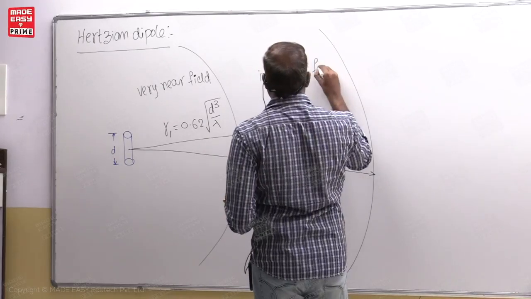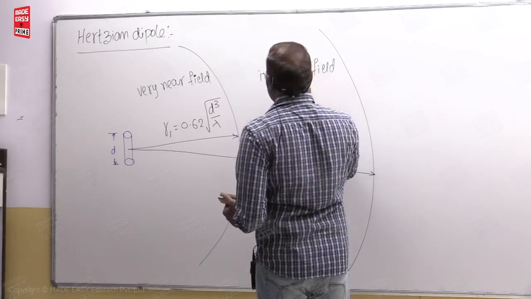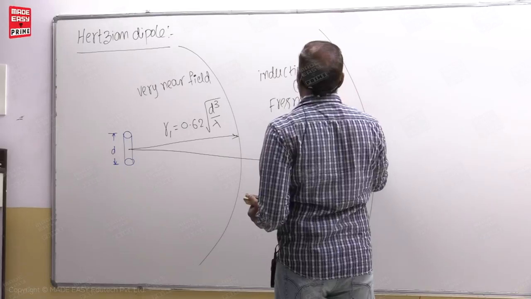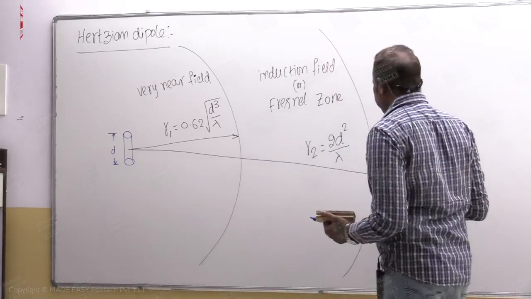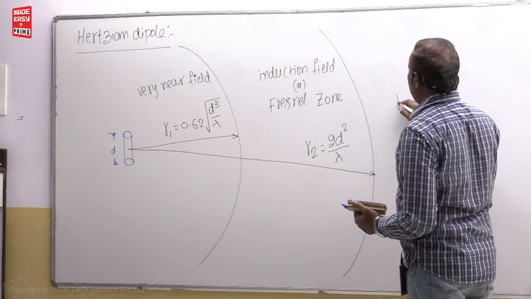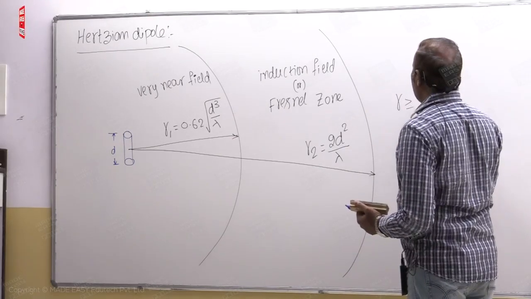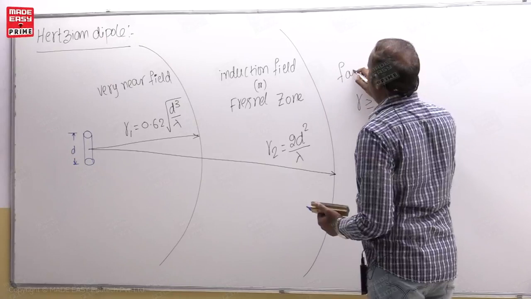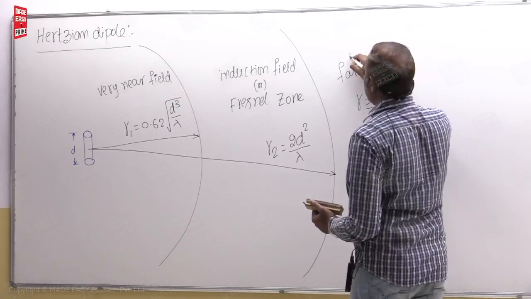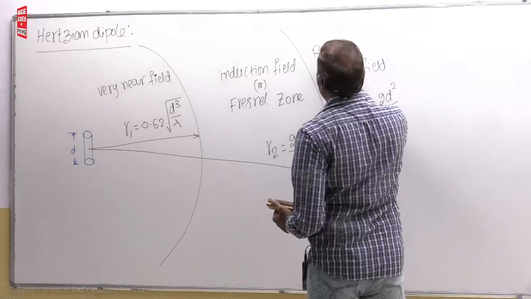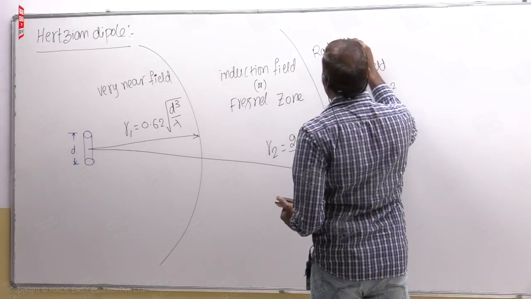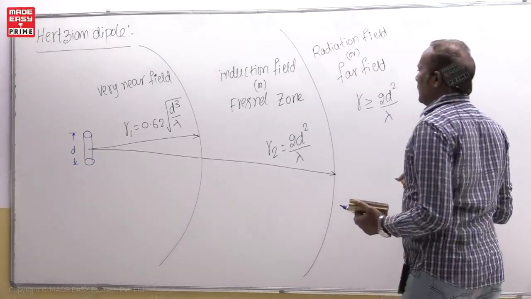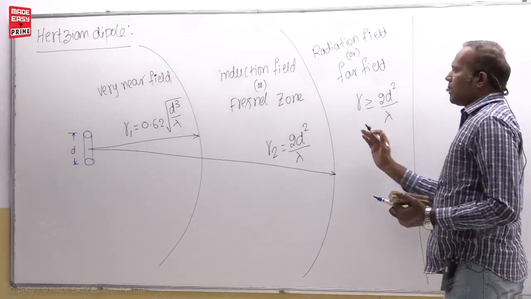This is called the induction field. This is also called the near field. This is also called the Fresnel zone. Now, here radius R greater than or equal to this one, 2d square by lambda, this is called the far field or otherwise the radiation field. Far field or otherwise radiation field. So, these things you have to remember, students.